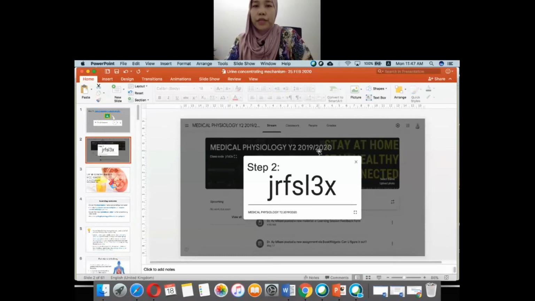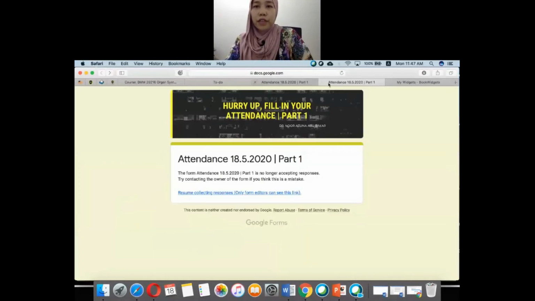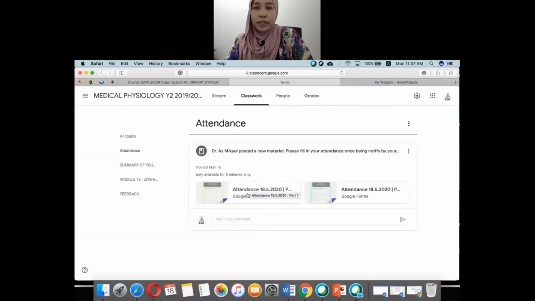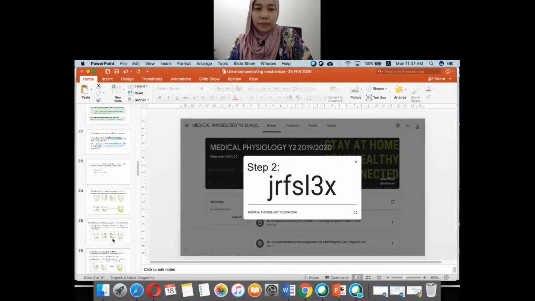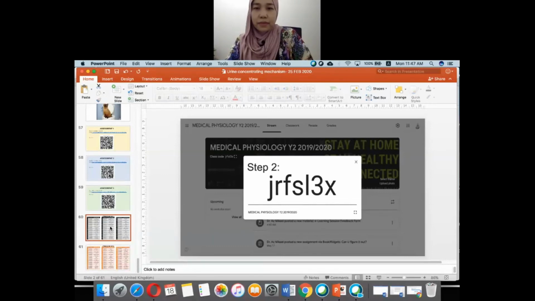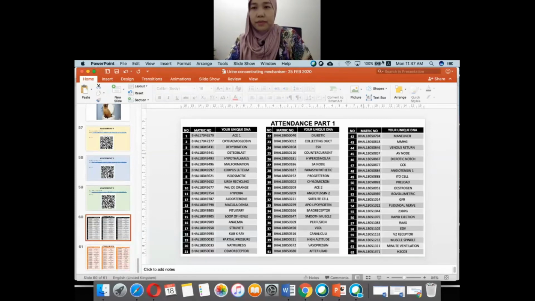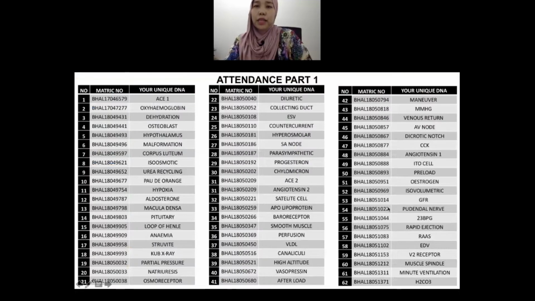Okay, once you dah dapat Google password ni, classroom password ni, pergi masuk dekat attendance ni and then fill in your attendance please. Okay, so dekat attendance tu you akan perasan akan ada unique ID. Am I right? Boleh? Okay. So, what I'm showing you right now is the unique ID. Boleh nampak tak?